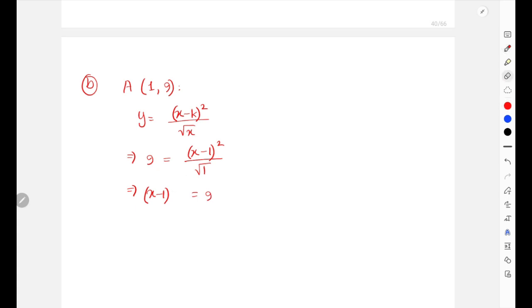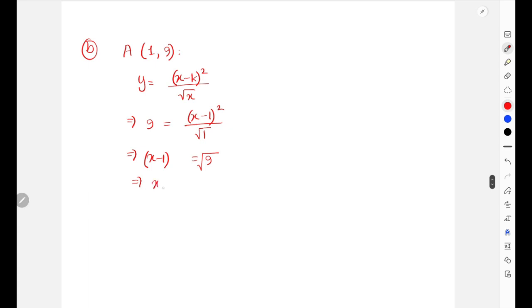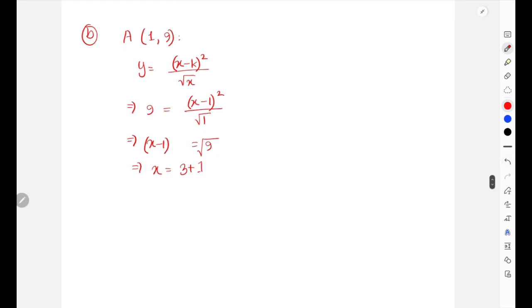Now if we take this square to the other hand side, this will become root 9. In that case, the value for x is either 9, when root 9 is just going to be 3, 3 plus 1 is 4. Not exactly x, this is the value for k. This was actually, sorry, 1 minus k. Sorry, I actually made a mistake. 1 minute.